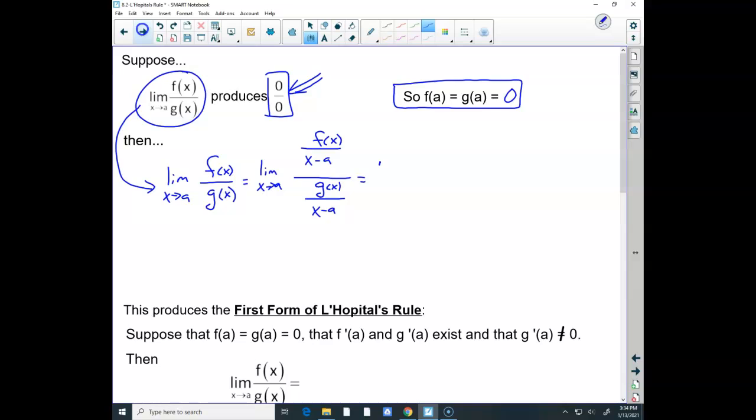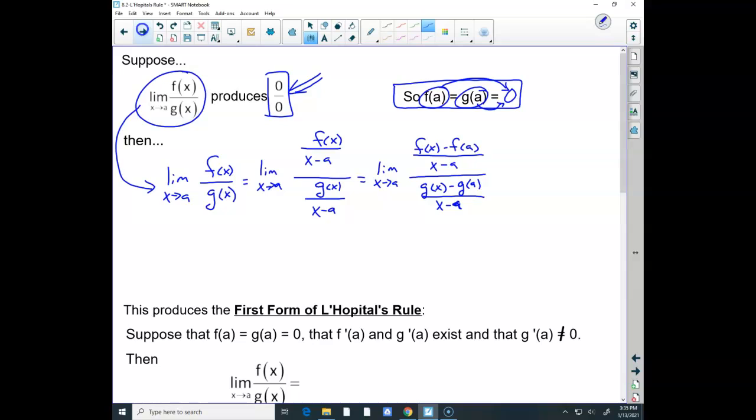So now I'm going to have the limit as x approaches a of f of x minus f of a, because f of a is 0, over x minus a, over g of x minus g of a, because that equals 0, and that's going to be over x minus a. And then the last thing I'm going to do is apply a property of the limit.